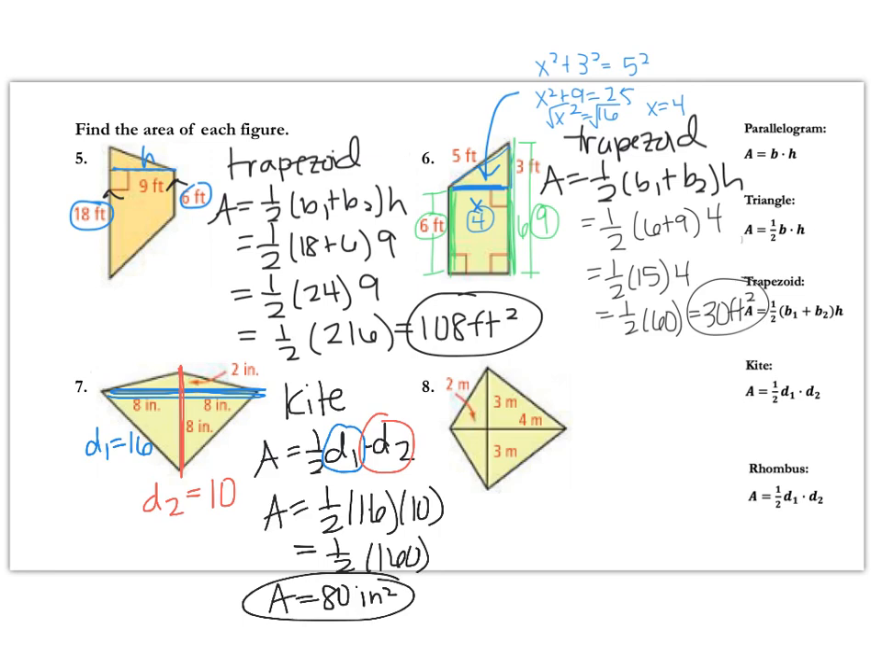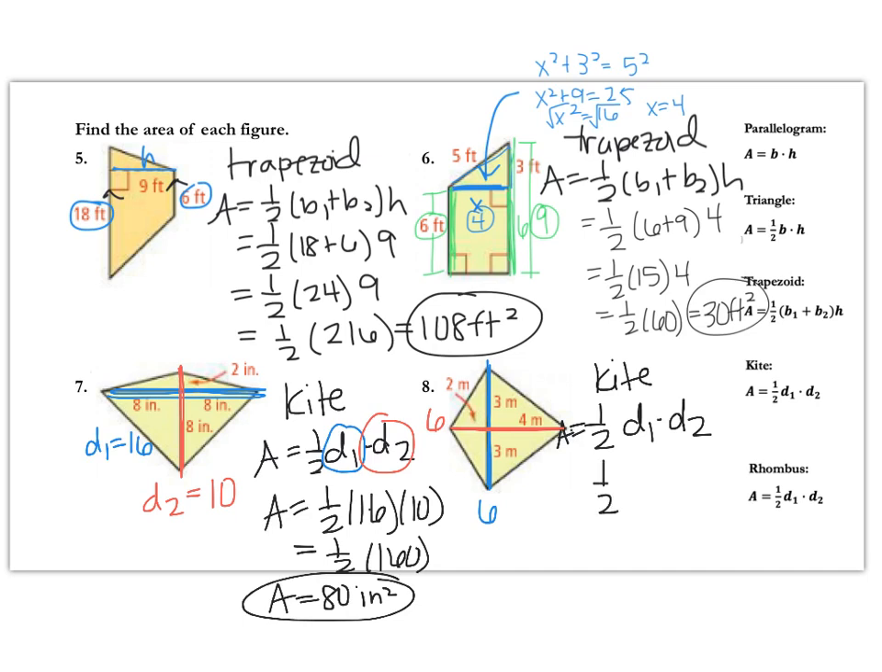So number 8 is a similar kind of idea. This is also a kite. We're doing 1/2 d1 times d2 to find the area. And the diagonals, again, we have to measure what the whole diagonal is. So going this way, that whole diagonal is 6. And going this way, that whole diagonal is also 6. 2 plus 4 is 6. 3 plus 3 is 6. Just make sure you're adding to get the whole.